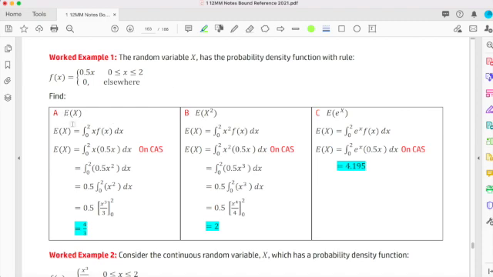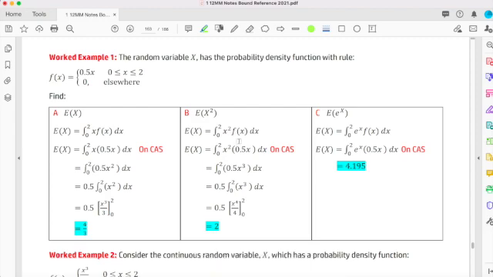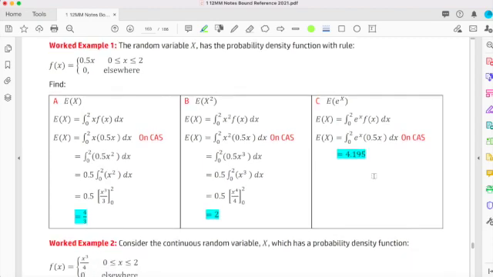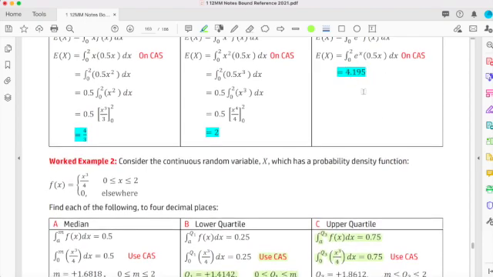To figure out E of x, it's just x times function x, and I can go ahead and do that either manually or on CAS. To get E of x squared, it's x squared times function x. Do it manually or on CAS. To get E of e to the x, it's e to the x times function x. Again, manually or on CAS. Or I suppose you'd really need to use CAS there, wouldn't you, to get the e to the x values.